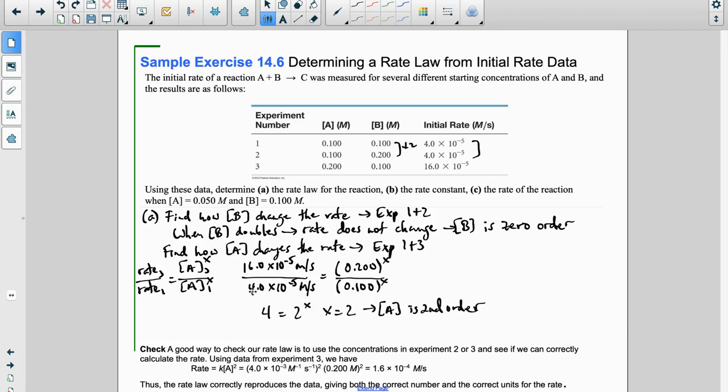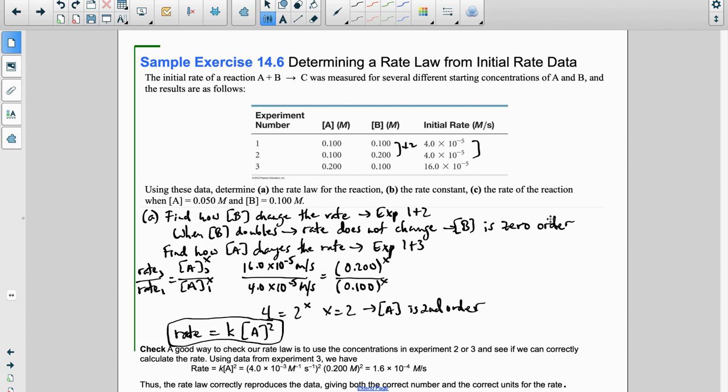And right here, we can now write the rate law. So the rate is going to be equal to K times A squared. And B is not there because it is zero order. Anything to the 0th power is 1, so it won't appear.